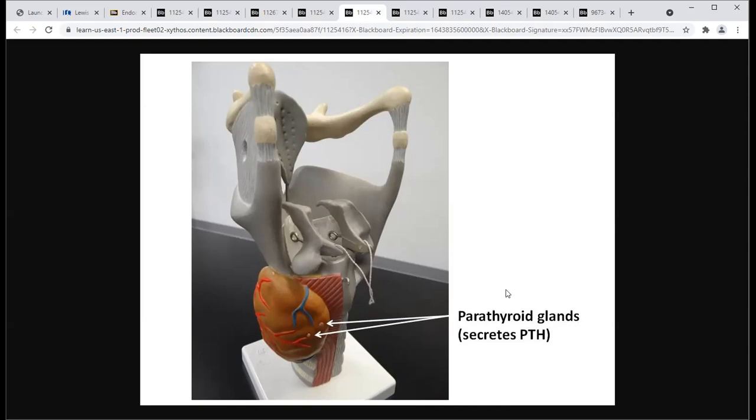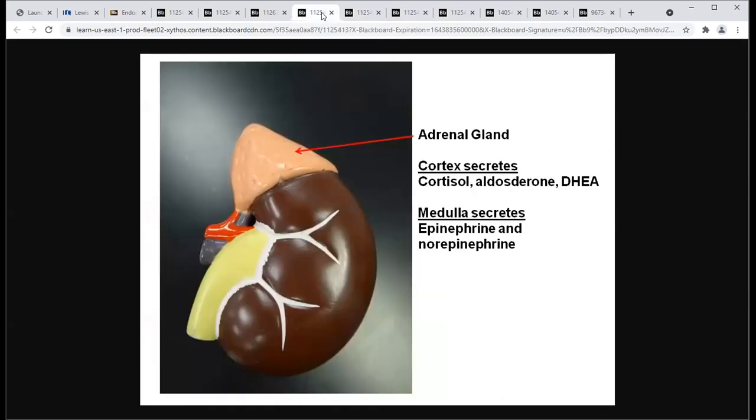The next gland in this sequence is the adrenal gland. Let me see if I can find an adrenal gland on this list. Here's one of our models from the lab. We'll be seeing very soon a minute or so image of this too. So the adrenal gland is right on top of the kidney. We have cortex and medulla, and the cortex is responsible for making 3 hormones, and the medulla 2.